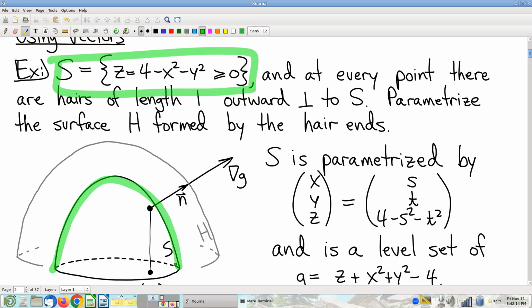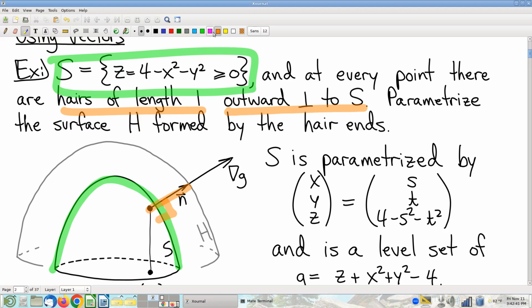Notice that's an upside down paraboloid, right? And then let's see here. I'm going to suppose that this is, think of this as being the top of someone's head, right? And then there's hairs of length 1 that are pointing outward and perpendicular to the surface, kind of like that. So again, perpendicular to the surface.